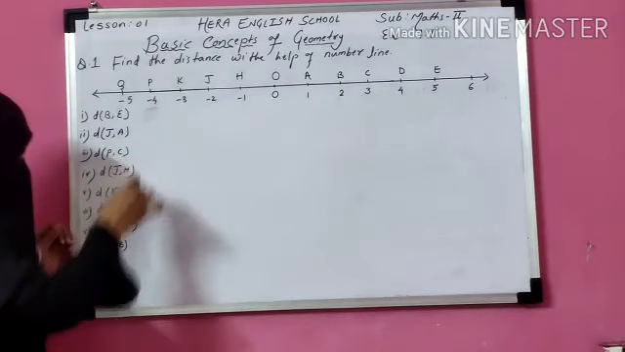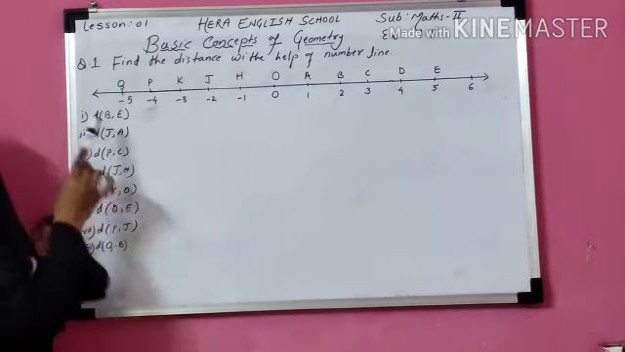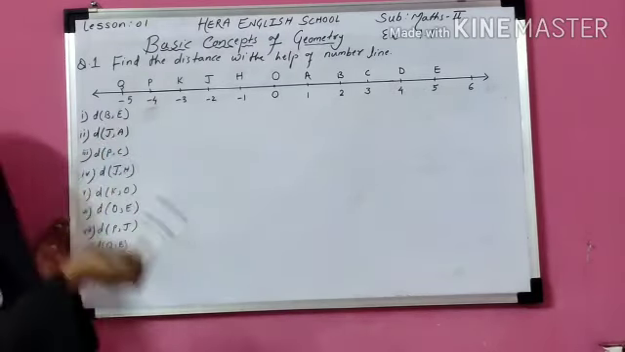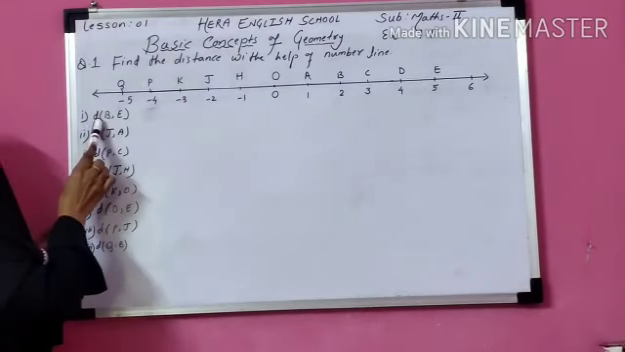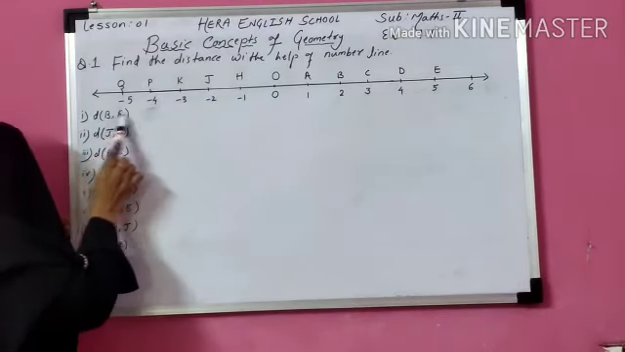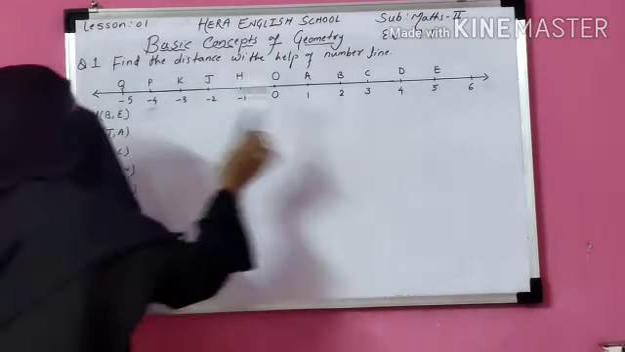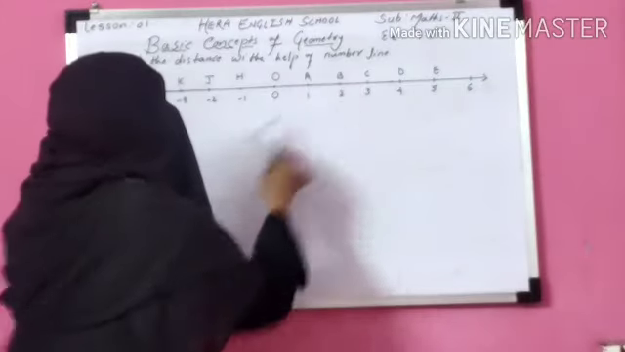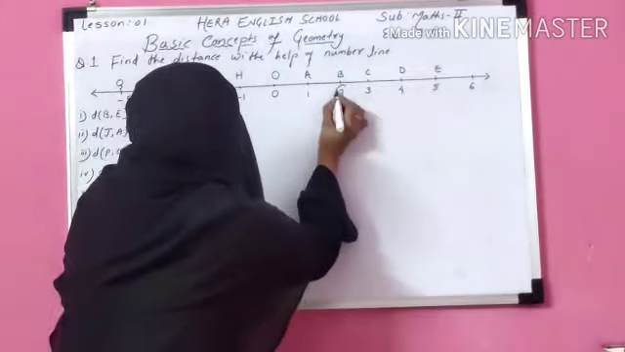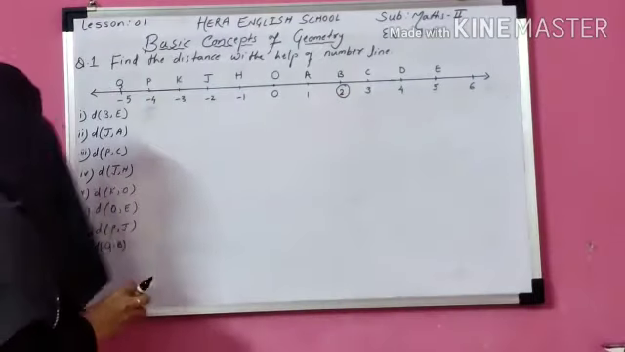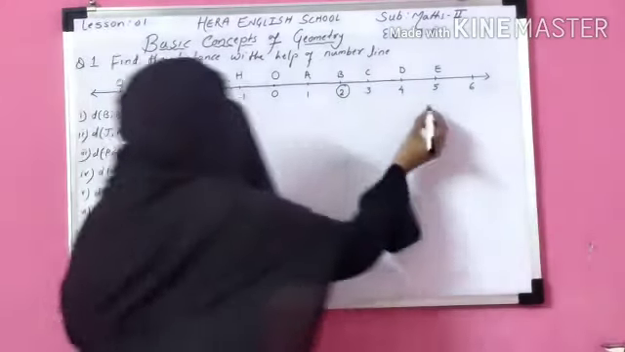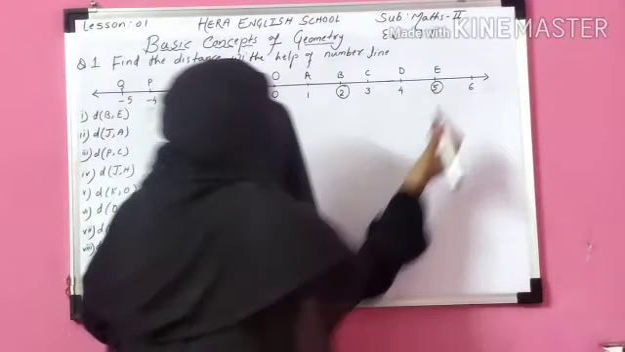Now you have to find the distance between 2 points. In the first question, you have to find the distance between points B and E. You can observe here, point B is this. The coordinate of point B is 2. Okay. And point E is here. The coordinate of point E is 5.